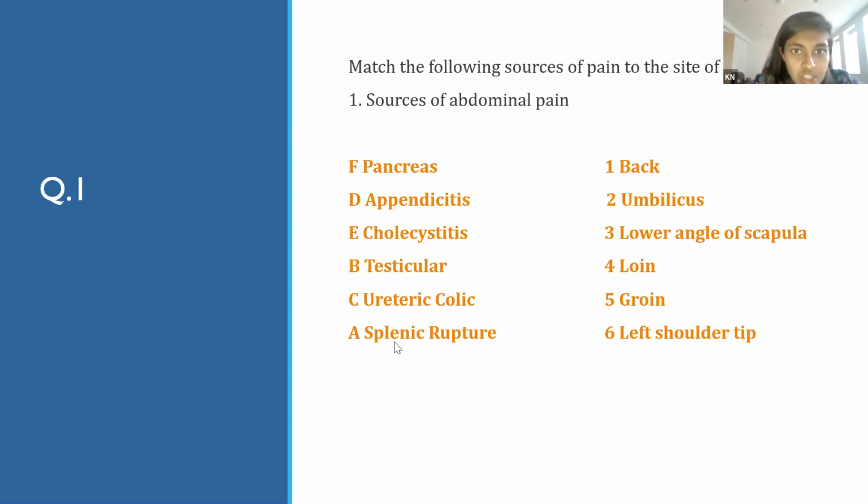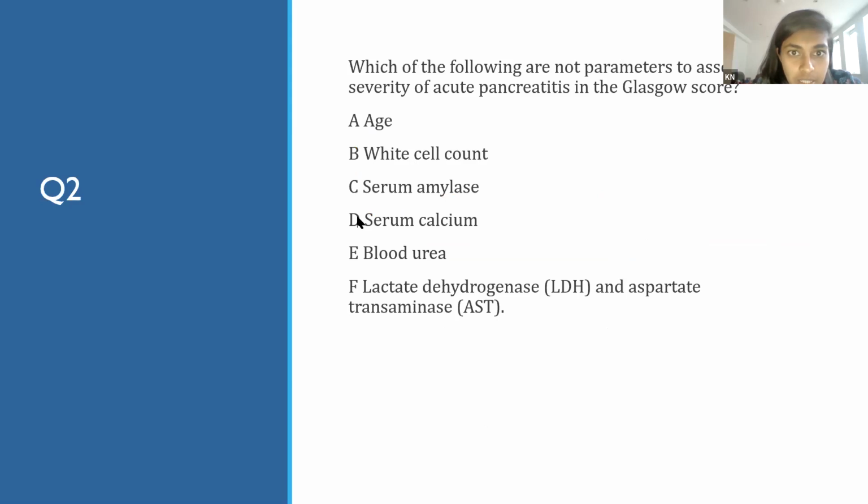Shall we move on to the next question, unless anyone has any questions? Okay. The next ones are just SBAs. I'll put up the next slide. I think we'll give this maybe a minute, and I've launched the polling. Essentially, which of these parameters would not assess the severity of the pancreatitis?